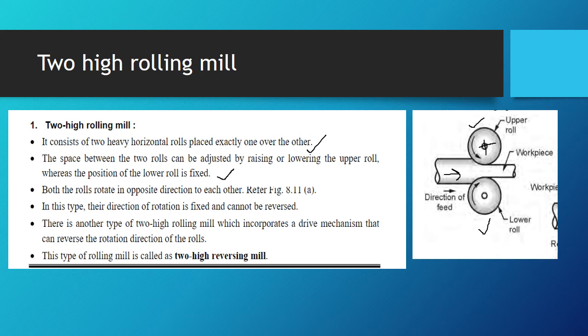Now both rolls rotate in the opposite direction to each other. That is the only way to push the material forward. So in this type of mill, the direction of the rolls is fixed and cannot be reversed. This is very trivial: if the direction of either roller were reversed, the rolling operation would not even happen. So the direction should always be fixed. Anyhow, this is a two high kind of mill.